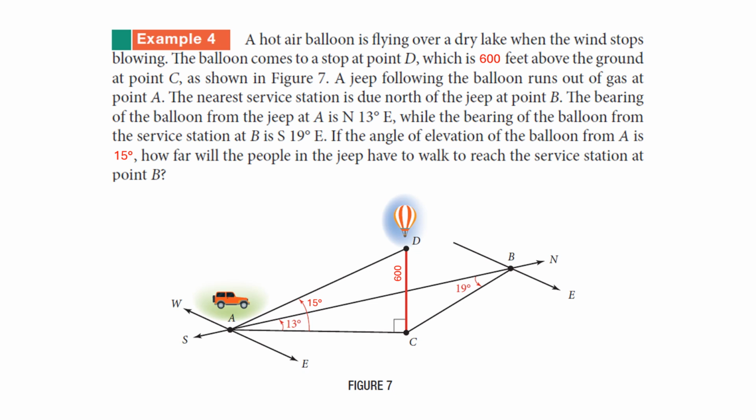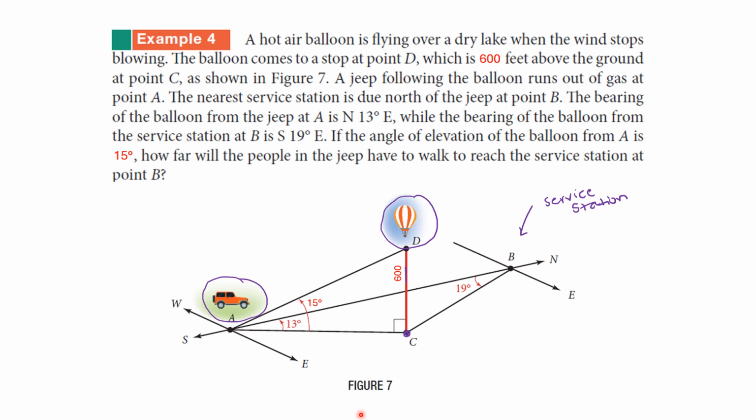Okay, so we have our hot air balloon right here at D. It is 600 feet above the ground from point C. We have a Jeep that ran out of gas and stopped at point A. The nearest service station is at point B. The bearing of the balloon from the Jeep is north 13 degrees, identified right here, while the bearing of the balloon from the service station at B is 19 degrees, which is given.